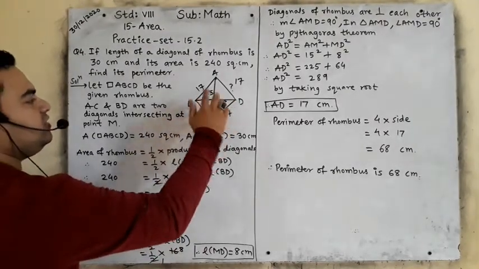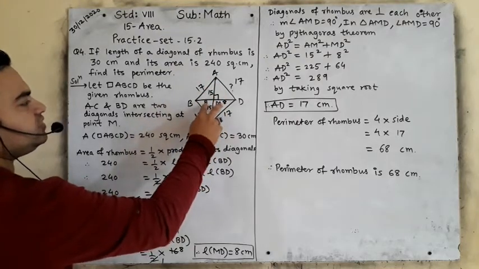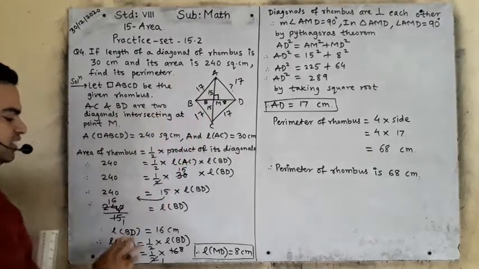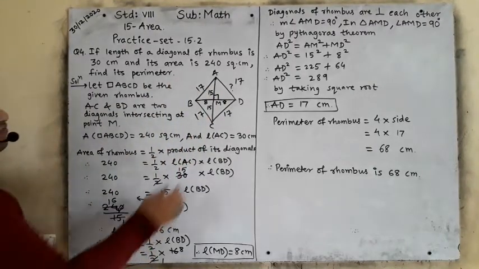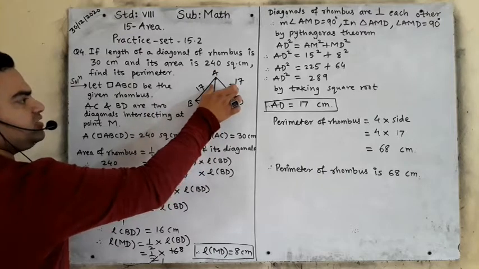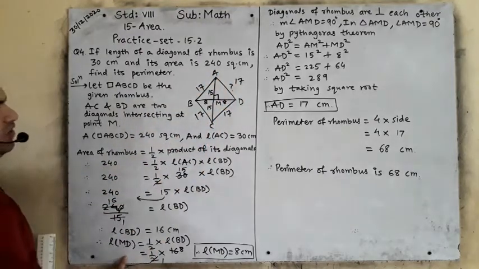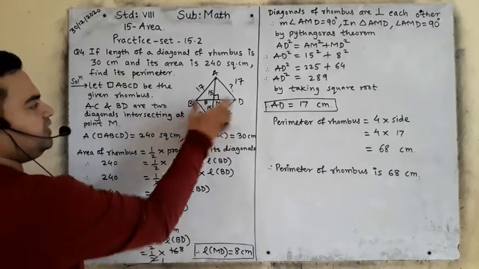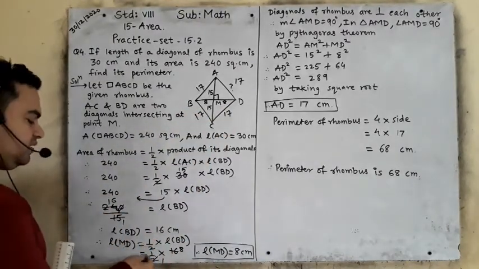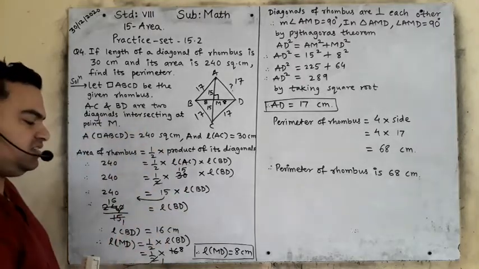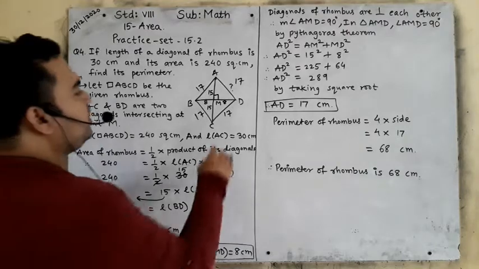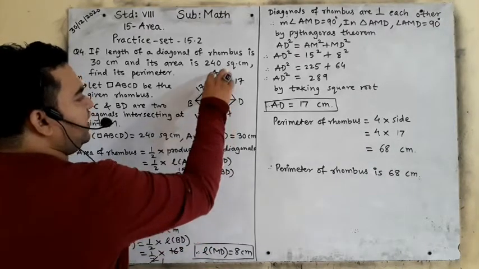The diagonals bisect each other, so half of 16 is 8, 8. We are working on this triangle, so it is very easy. The length of MD is half of BD. BD is 16 cm. So MD is half of 16, that is 8. Two 8s are 16. Now we came to know MD is 8 and AM is 15.